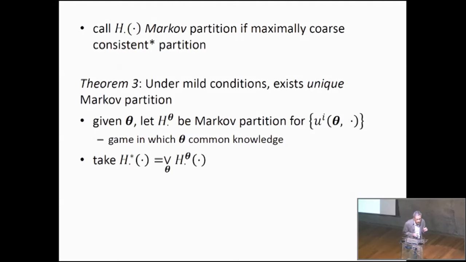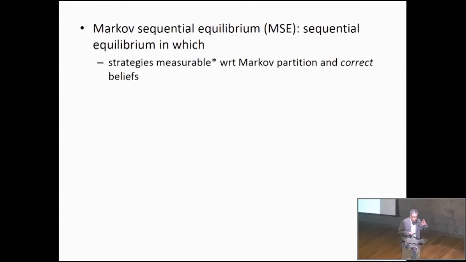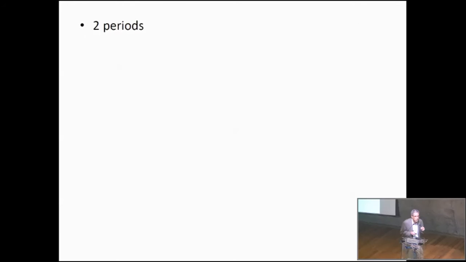The problem, though, is existence of equilibrium. The natural thing to do in the case of incomplete information is to define a Markov sequential equilibrium as a sequential equilibrium in which players' strategies are measurable with respect to the Markov partition. But even in quite simple games, such an equilibrium may not exist. And let me show you a simple example where there's a serious existence problem.